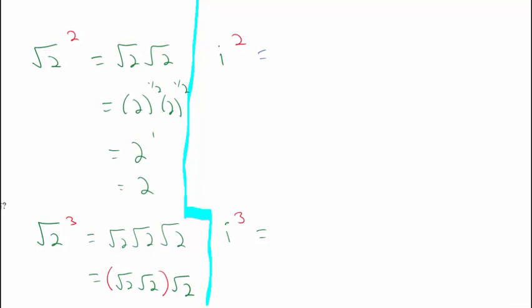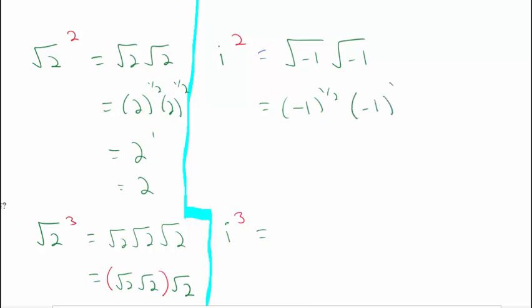All right, so let's do i squared. i squared equals square root of -1 times square root of -1. That equals -1 to the 1/2 times -1 to the 1/2. And remember, we just add these exponents: 1/2 plus 1/2 equals 1. So it's -1 to the first power, and that's just going to equal -1. So i squared equals -1.